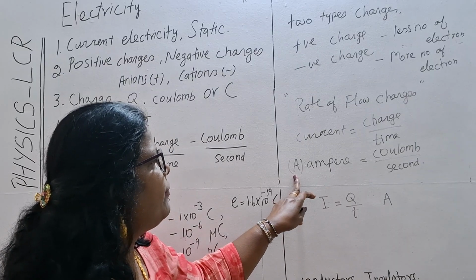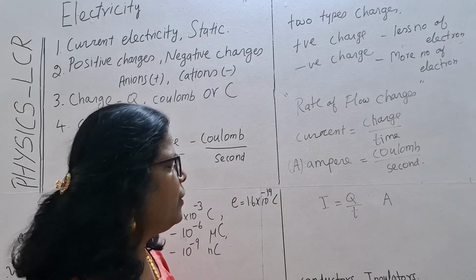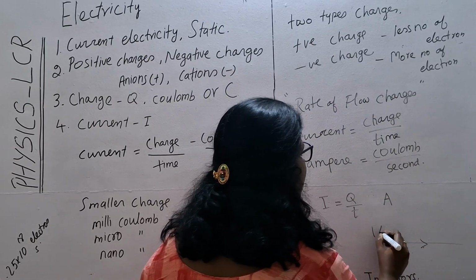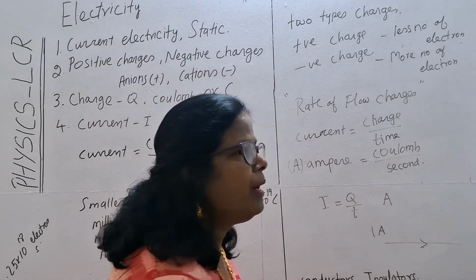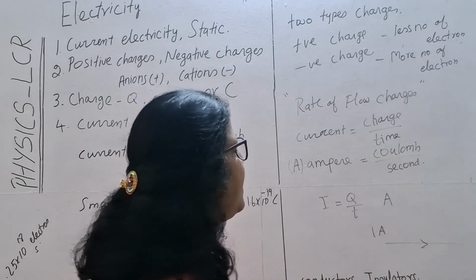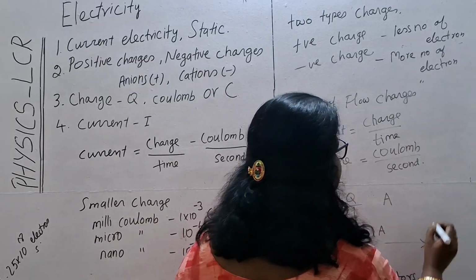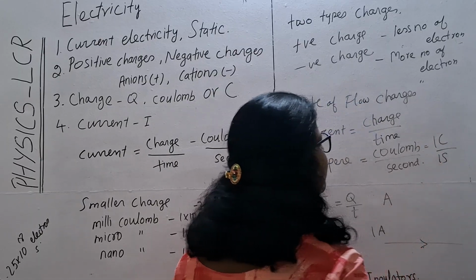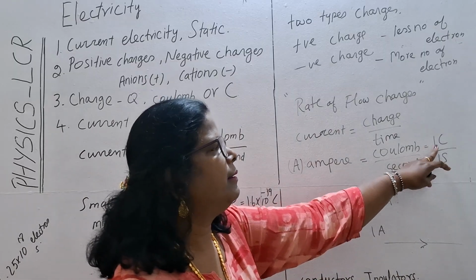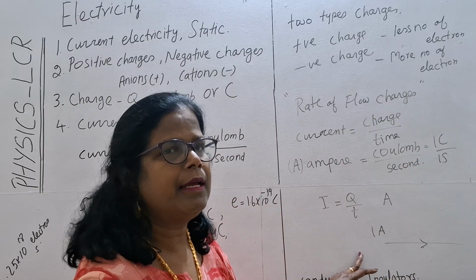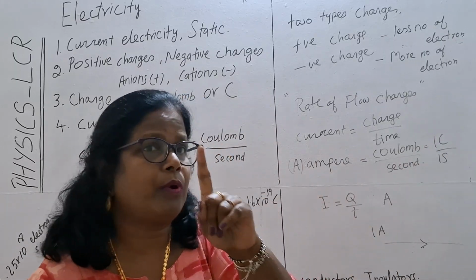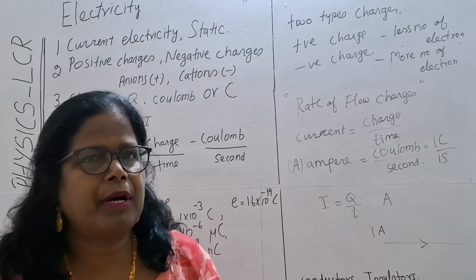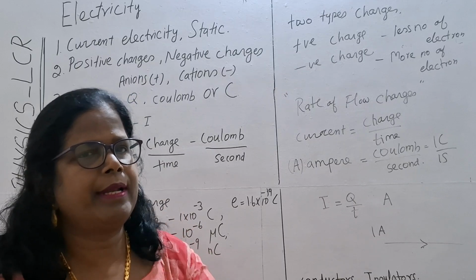Now we can define 1 ampere. When 1 ampere of current flows, the conductor carries 1 coulomb of charge in 1 second. 1 coulomb of charge passing through in 1 second is known as 1 ampere current.